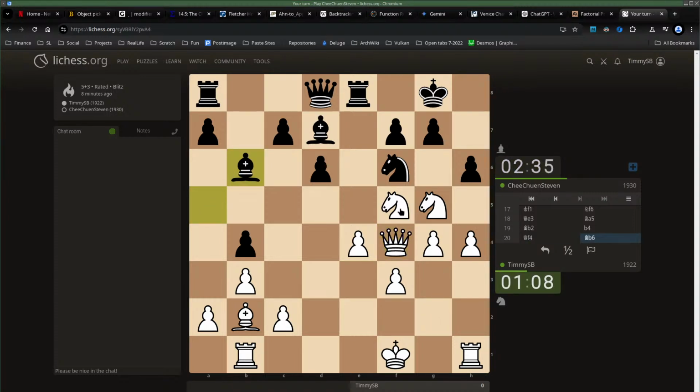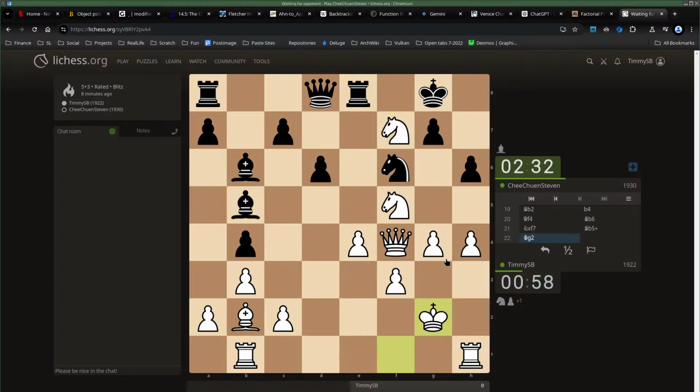Now we can start sacrificing. I just know it. I know it. I'm just going to do it. That knight is just in the way. Come on. Come on. In between check. Nobody knows why.